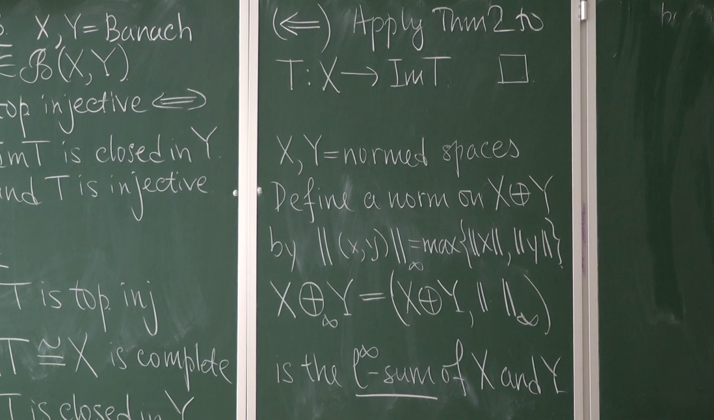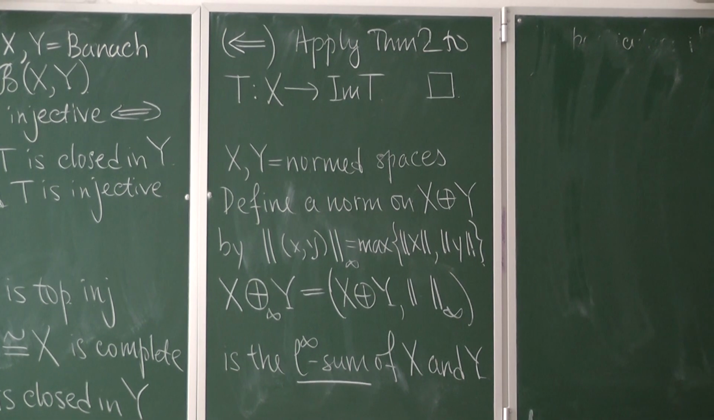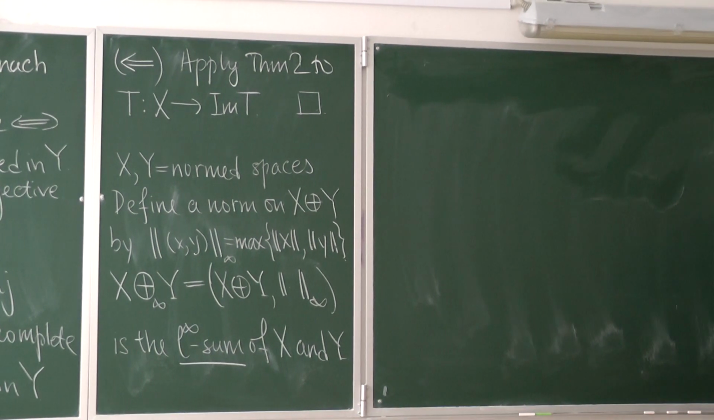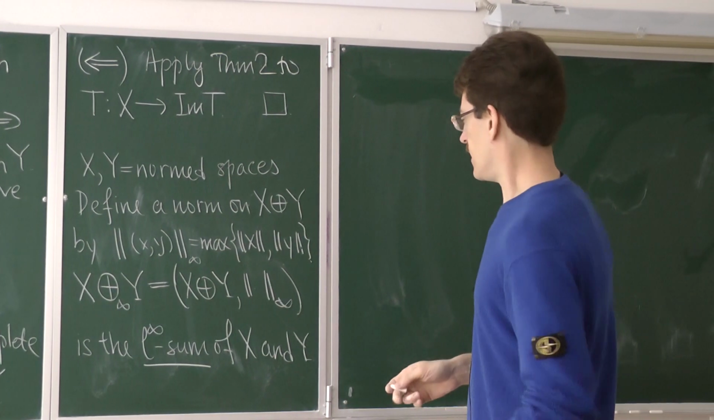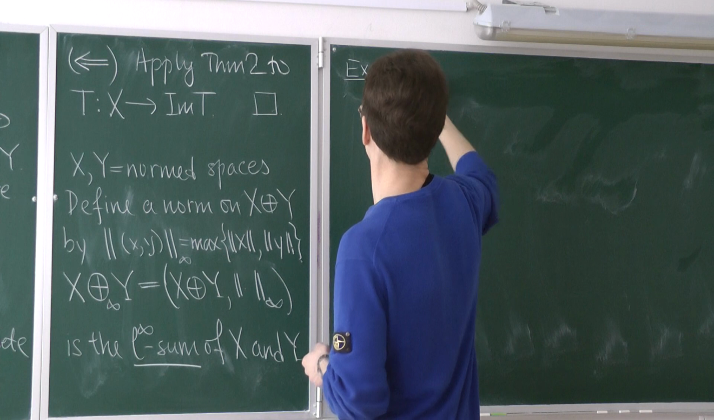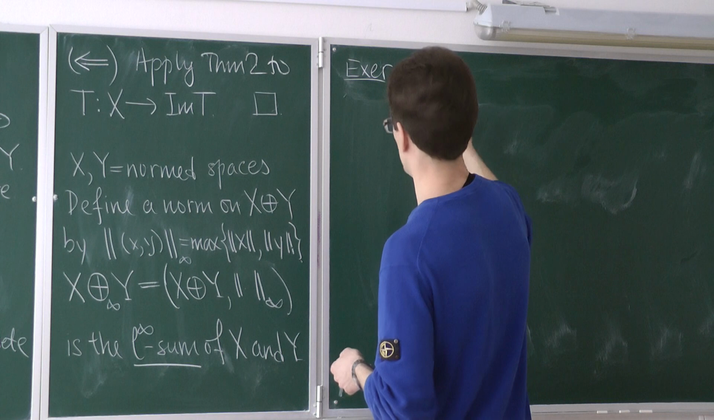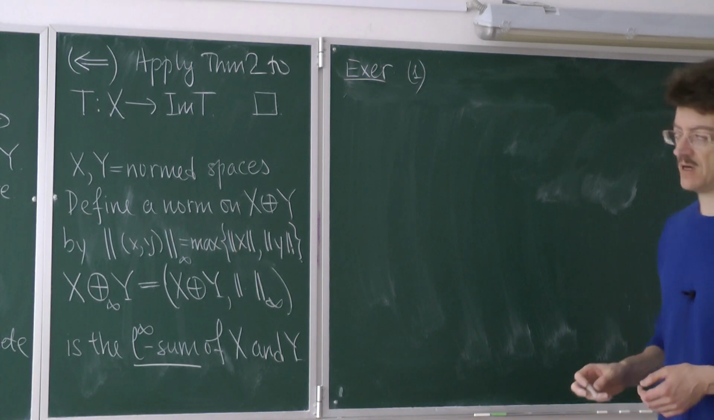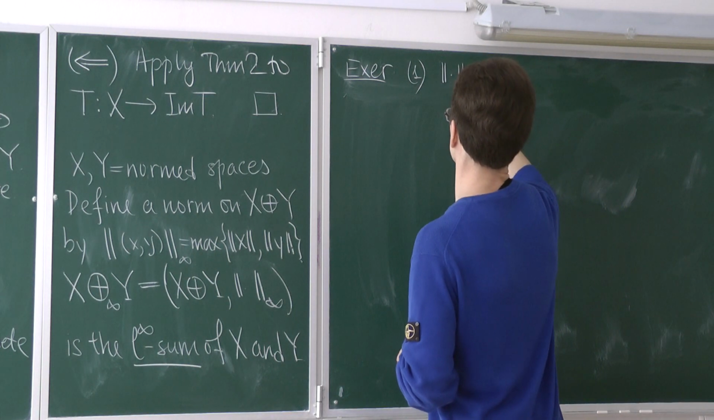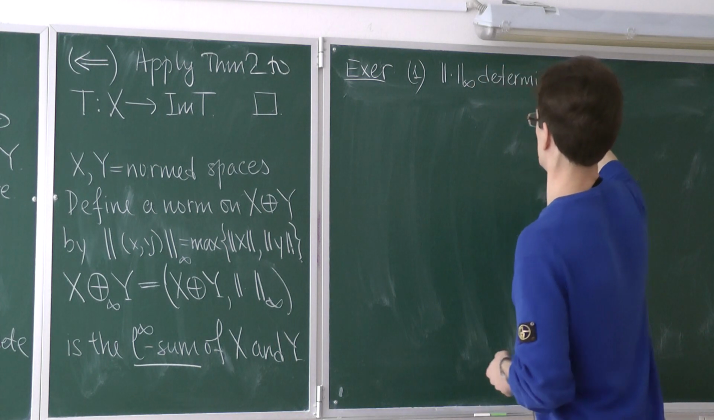Instead of taking the maximum, we could equally well take the sum of these two norms, and this would give us the L1 sum of X and Y. But at this point, these objects are essentially equivalent for us. Here's a simple exercise about this space. First of all, the norm given by this formula determines the usual product topology on the direct sum.